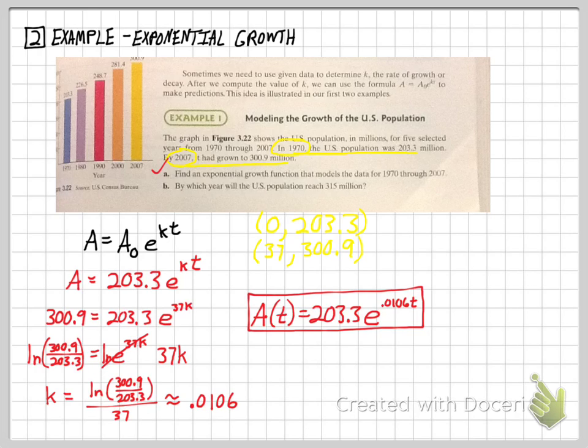We've done part A. Part B is to figure out the time at which the population reaches 315 million. And you're going to see that this becomes a really similar problem. I'm going to do part B in green here. So I'm going to plug in 315 for my answer and 203.3 as my initial condition. I have the same stuff over here on the right.